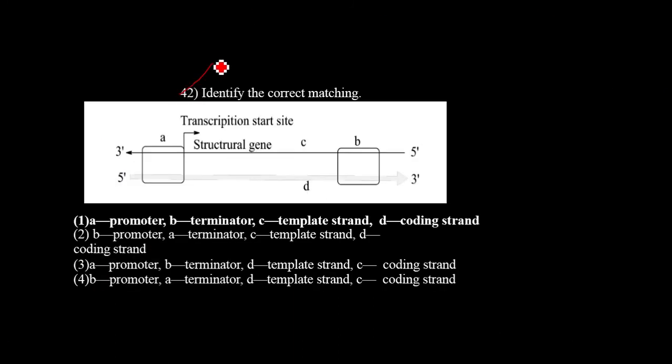Next, question number 42. Identify the correct matching. A, promoter. B, terminator. C, template strand. D, coding strand. Okay, A, promoter. B, terminator. C, template strand. D, coding strand. Hence, option 1 is the correct answer for question number 42.